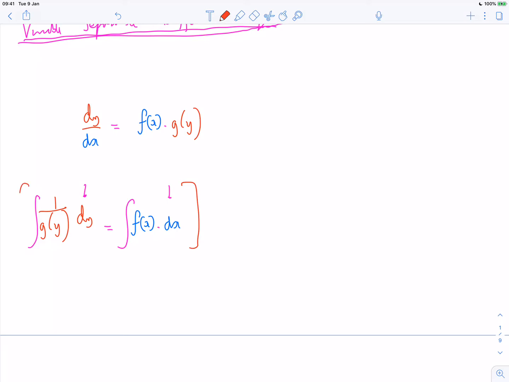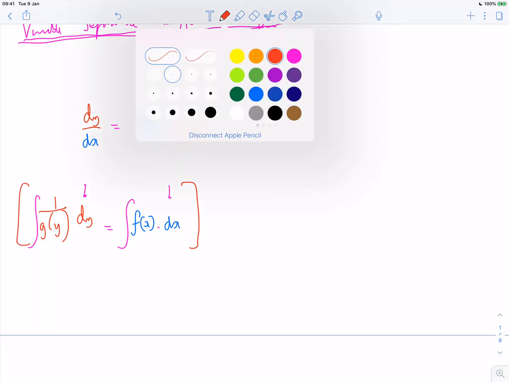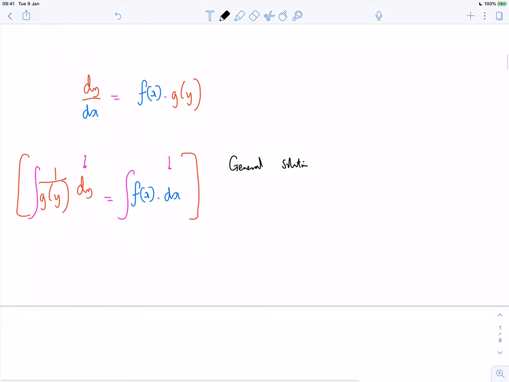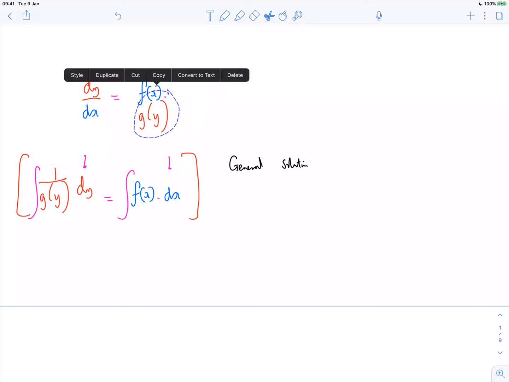The solution of this will be what's called the general solution to the differential equation. And when you integrate this, suppose you get some new function, I don't know, actually for argument's sake, let's say we've got the g(y) on the bottom there like that.